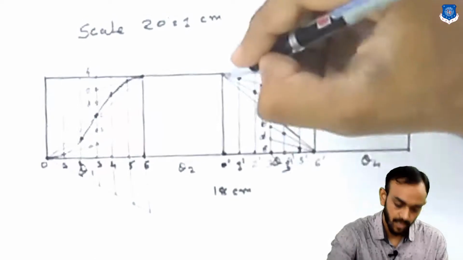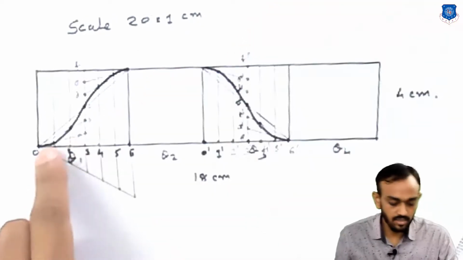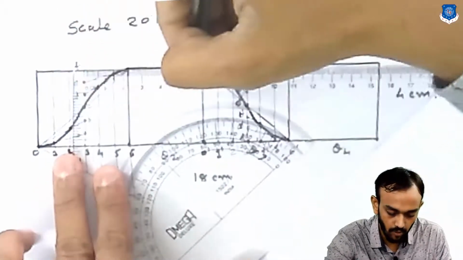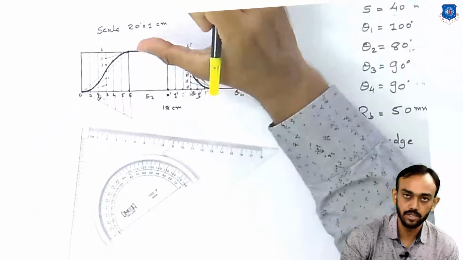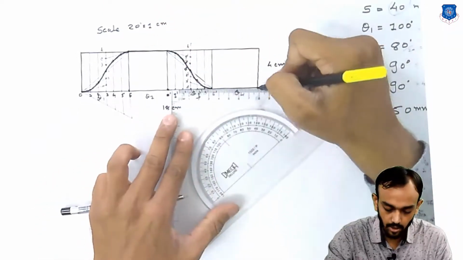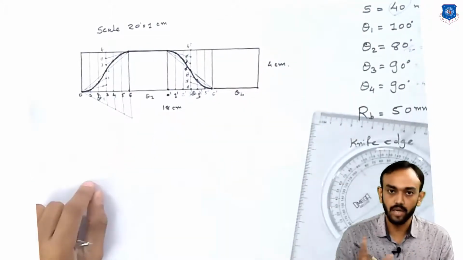Okay, and the same will be for the return. So this is the curve for the rise, this is the dwell where our follower is in a steady condition on the top side, then return, and then again dwell. So this is our displacement diagram. Now we will draw the cam profile here.